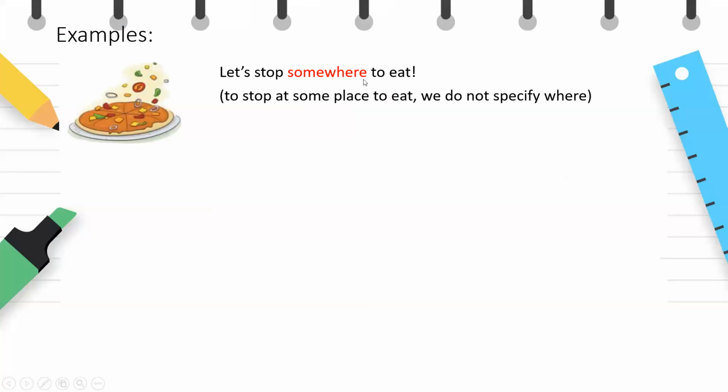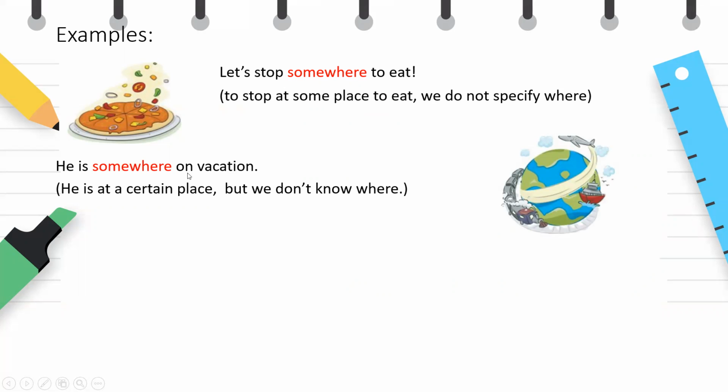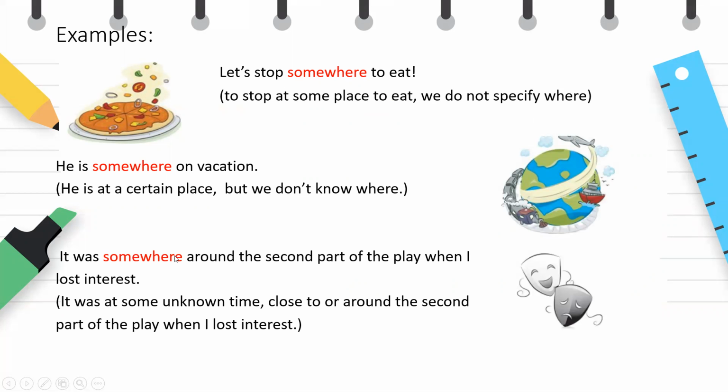Let's stop somewhere to eat, or to stop at some place to eat; we do not specify where. He's somewhere on vacation. He is at a certain place, but we don't know where. It was somewhere around the second part of the play when I lost interest, which means it was at some unknown time close to or around the second part of the play when I lost interest.